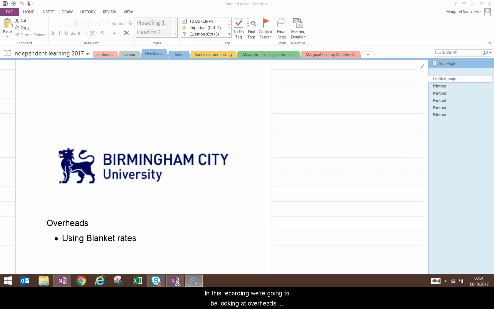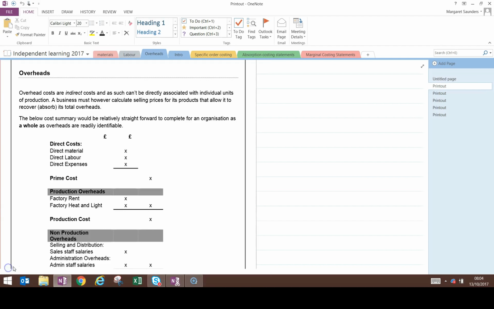Hello. In this recording we're going to be looking at overheads and how we can calculate overhead absorption rates using blanket rates. Overhead costs are indirect costs and as such they can't be directly associated with individual units of production. However, a business has to calculate selling prices for its products, and those selling prices are based on the total cost of producing the product, which has to incorporate the overheads.